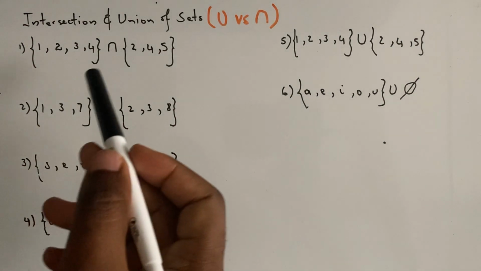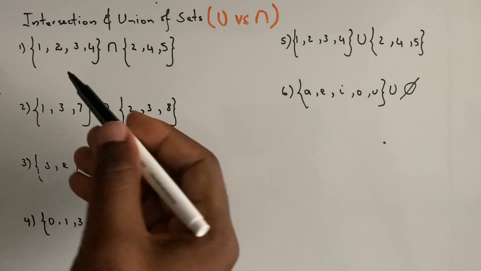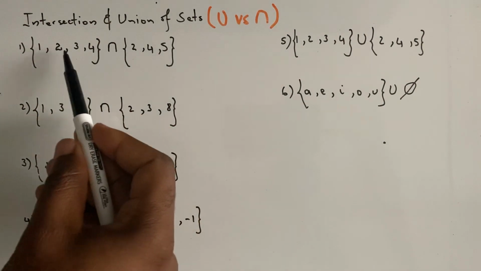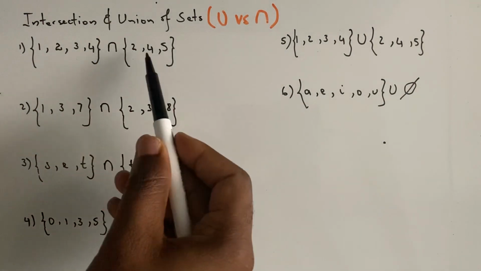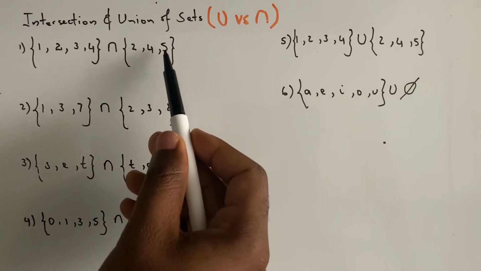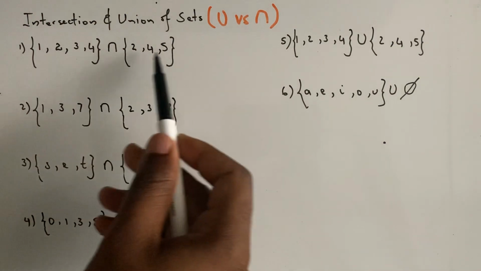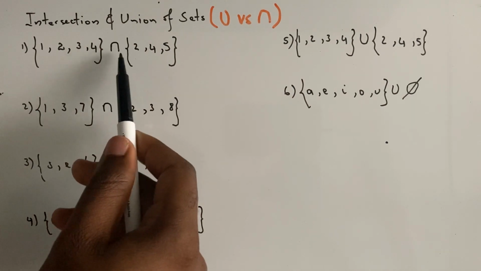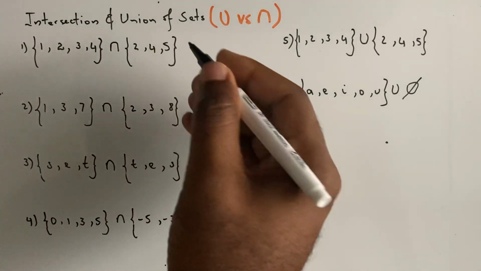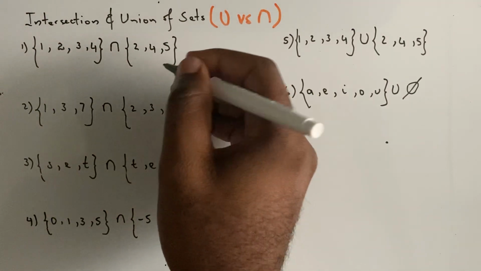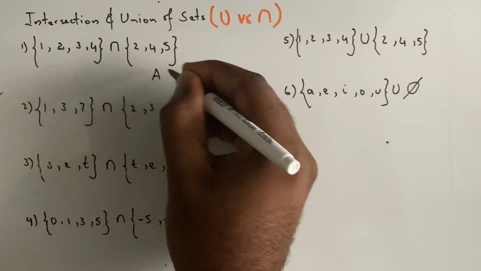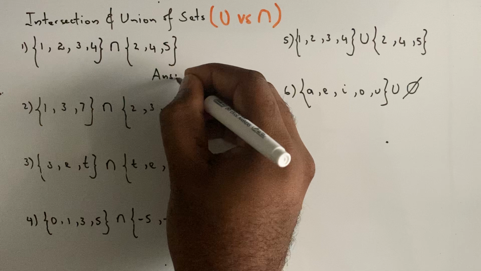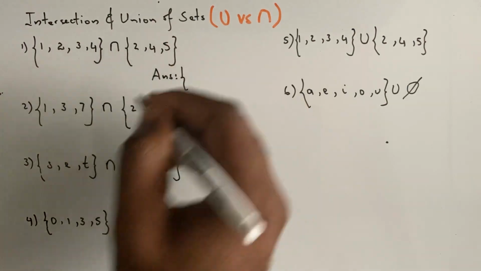Let's say for number one, for example, the first set is right here on the left. It's 1, 2, 3, 4. The second set, 2, 4, 5. Now you just need to pick what's in common because this right here is the intersection. So all we need to get is what they have in common. I'll put the answer here.